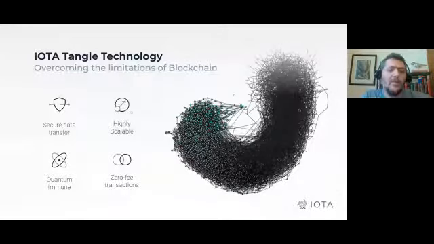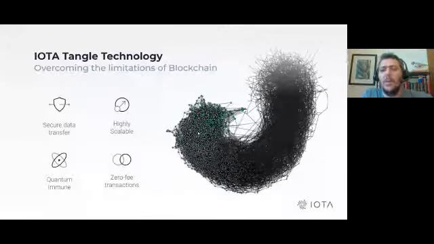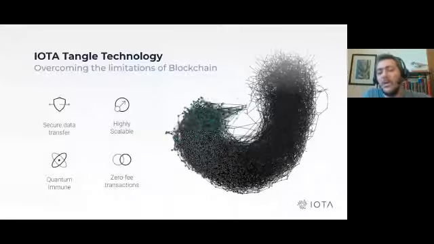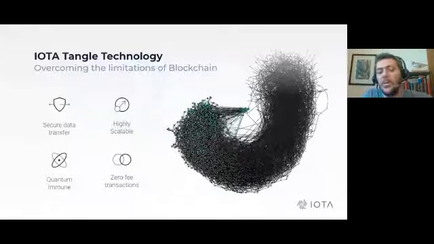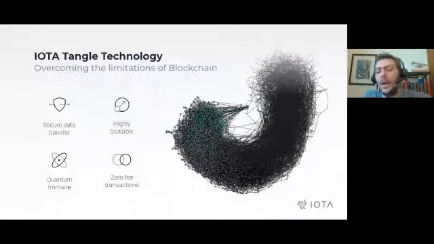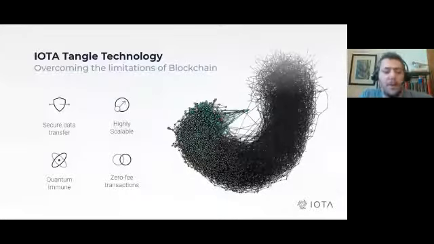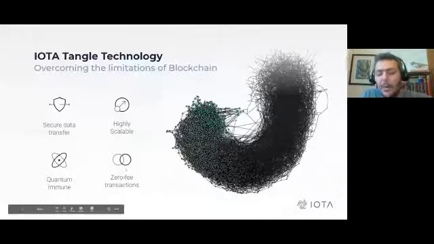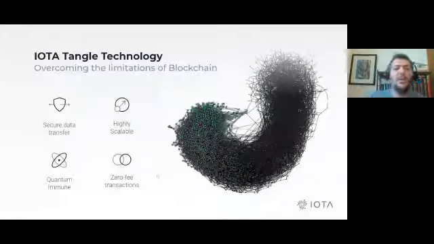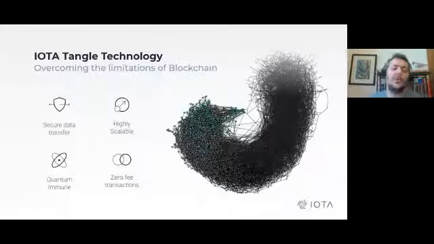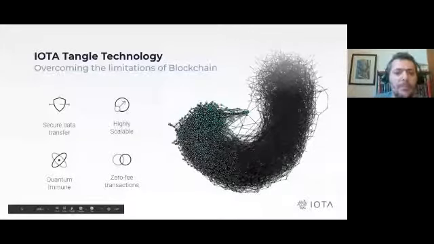Okay, so yeah, highly scalable because the more activity you have, the more validation you have. Because in order to enter the Tangle, I have to validate two other transactions. So if tomorrow I have 1 million transactions, those 1 million will be validating 2 million transactions. Zero fees because we don't have any miners. Quantum immune because IOTA uses the one-time signature scheme. So yeah, let's move on.